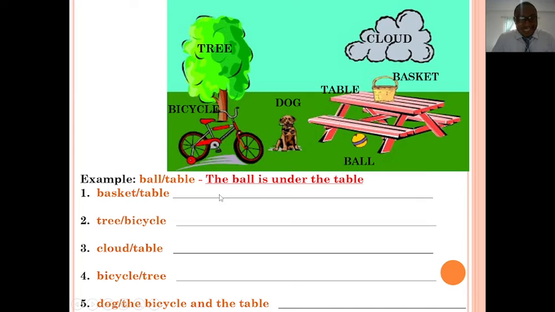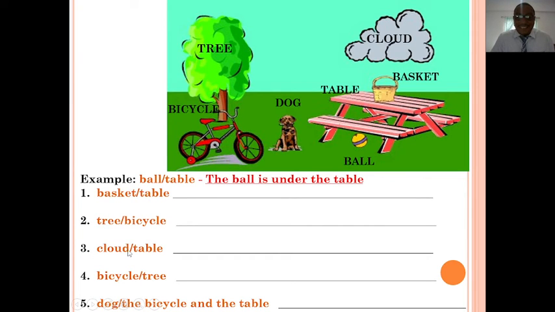Where is the basket? I want you to tell me where the basket is. Make a sentence and tell me where the basket is. Number 2 is tree and bicycle. So let's look at the tree and the bicycle. I want you to make a sentence looking at the tree and the bicycle.